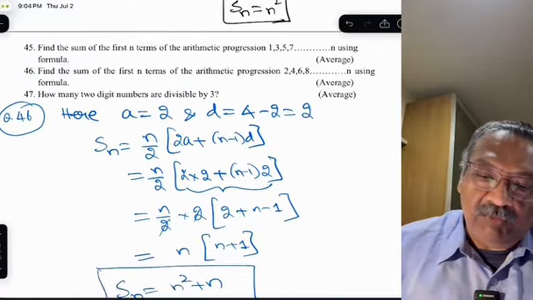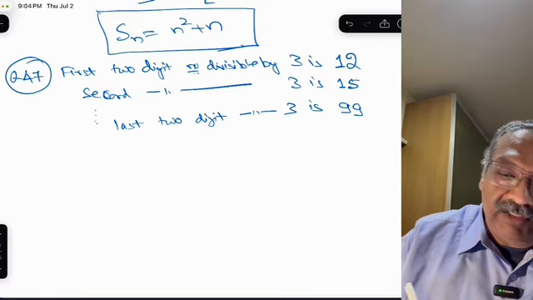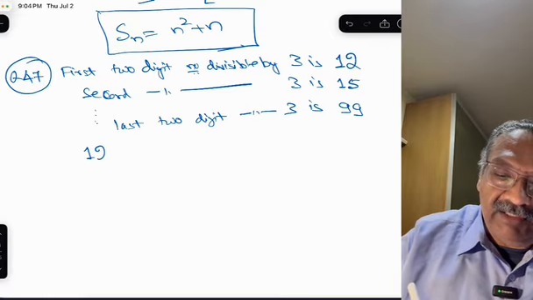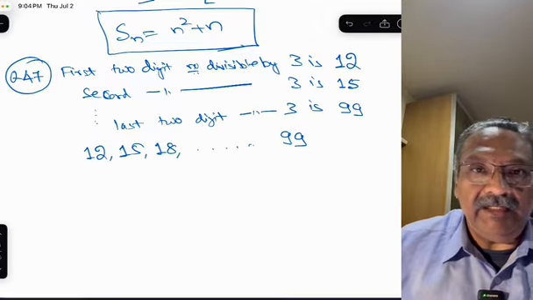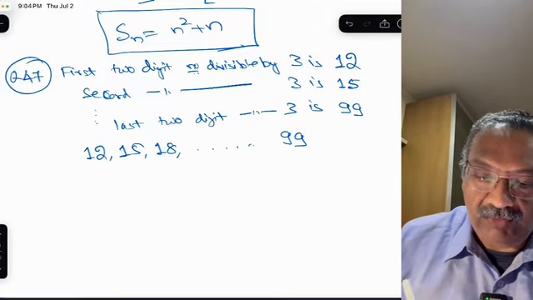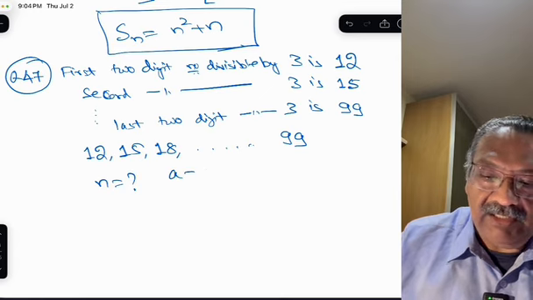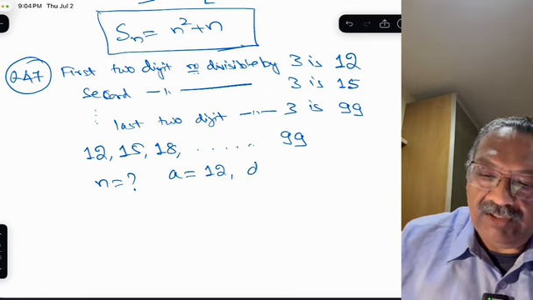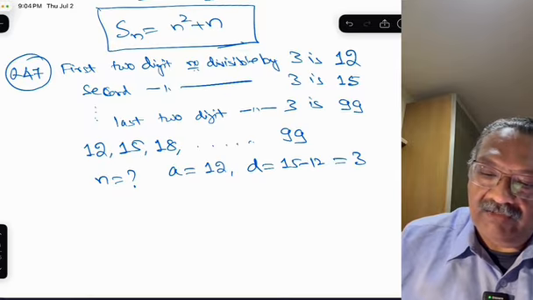What they have asked, how many 2-digit numbers? So they have asked how many terms there are. So 2-digit numbers divisible by 3 become 12, 15, 18, and so on up to 99. They are asking how many terms there are. So that means n is being asked. A is given, yes. First term is 12. What is the common difference? D is equal to 15 minus 12 is 3.